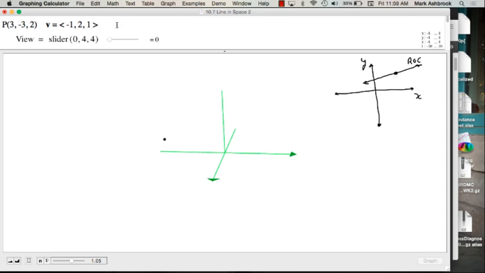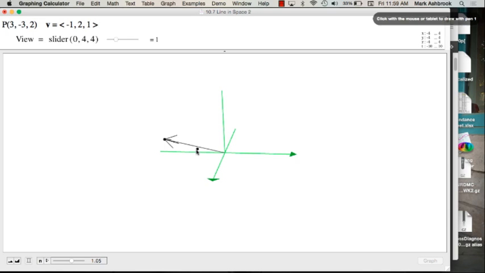The first thing we're going to do is rewrite that point as a standard position vector. Remember what that was? What's a standard position vector? Yeah, at the origin. So I'm going to put the tail at the origin. Now what is that standard position vector? If this is the point 3, -3, 2, then that vector is 3, -3, 2, right?